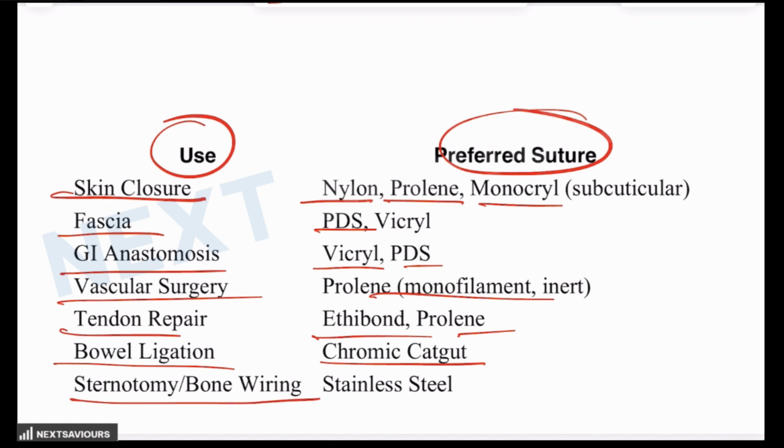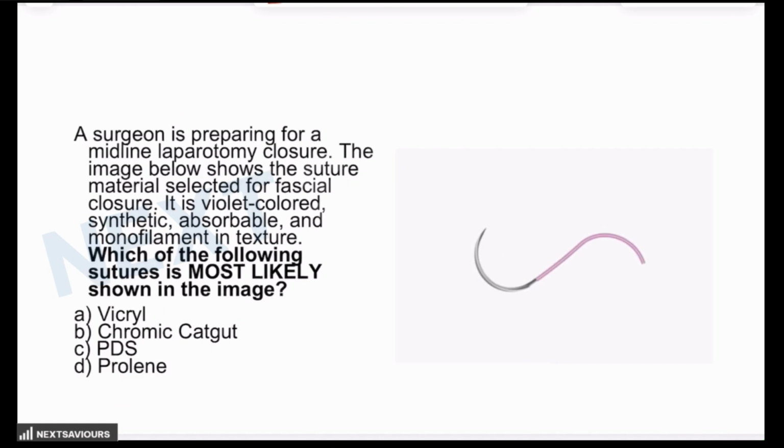For sternotomy or bone wiring, again SS, that means stainless steel sutures, which come in some amount of gauges. Now, once we have understood this, it becomes much easier to answer the questions that I posted at the beginning of the lecture. Like, a surgeon is preparing for the midline laparotomy closure.